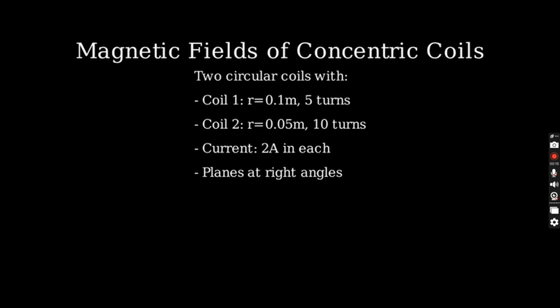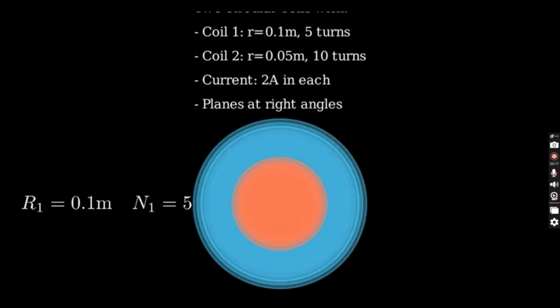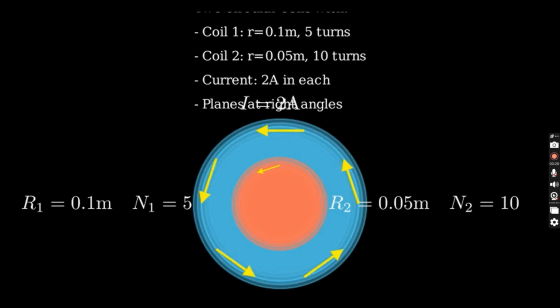Let's visualize our setup. Here's our first coil with radius 0.1 meters and 5 turns. And here's our second coil with radius 0.05 meters and 10 turns, arranged perpendicular to the first coil. A current of 2 amperes flows through each coil. To find the resultant magnetic field, we'll first calculate the field due to each coil separately.